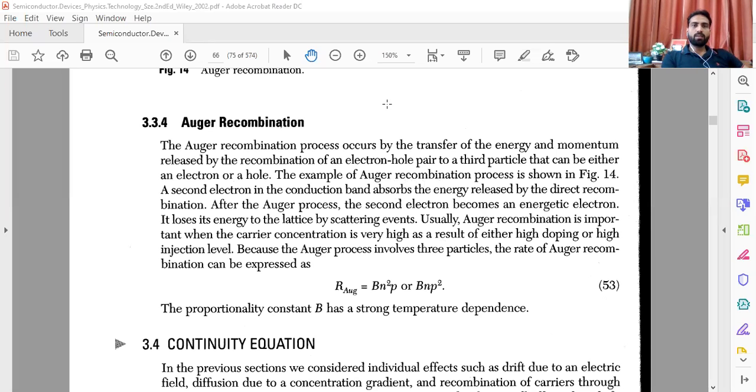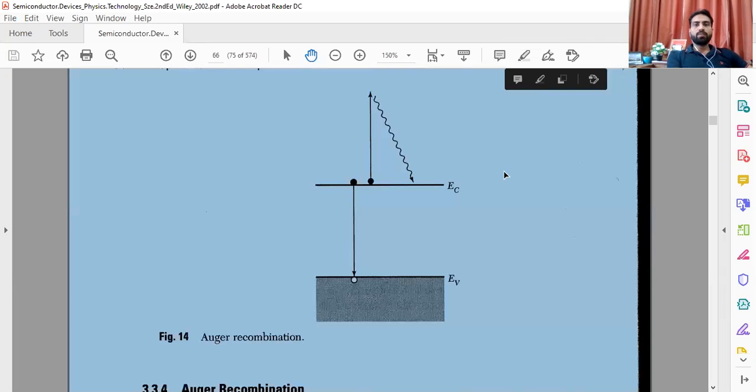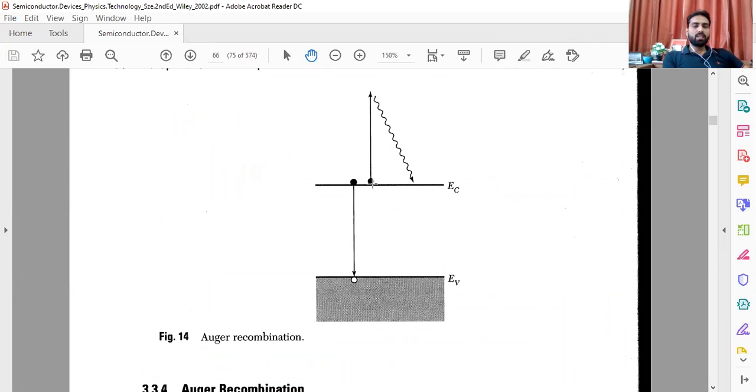Let's see it here. If you look here, an electron is moving somewhere and coming back, releasing some energy, and this energy is utilized by another one. Taking an example, first we talk about this electron coming back to EV. If an electron comes back to EV, it is losing some energy, and that energy is absorbed by this particular electron to go up to a higher state.